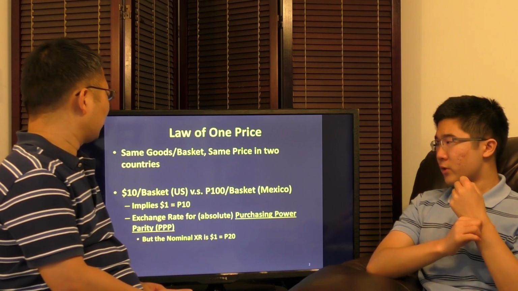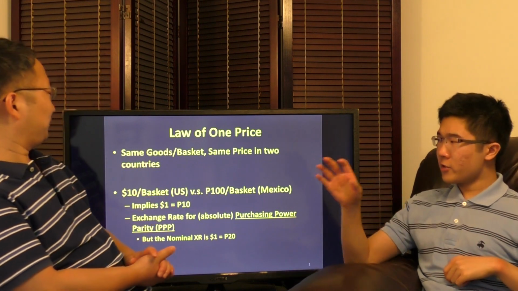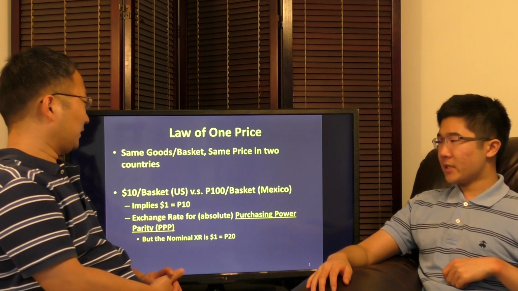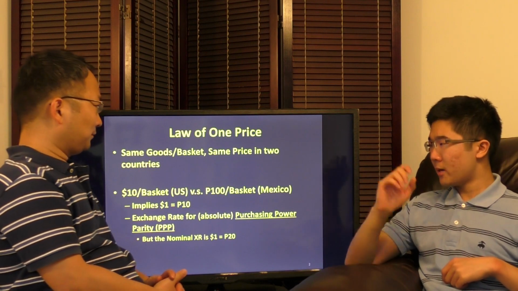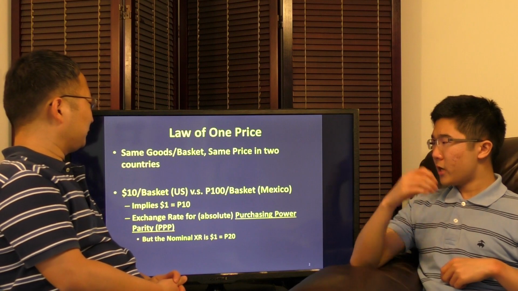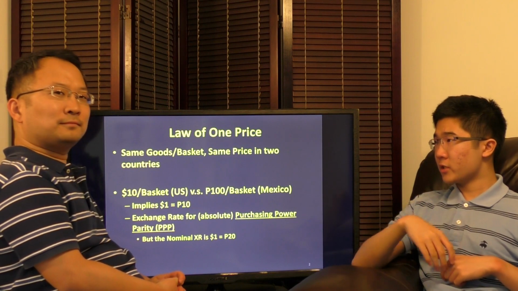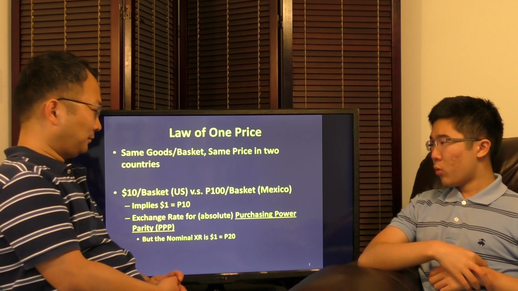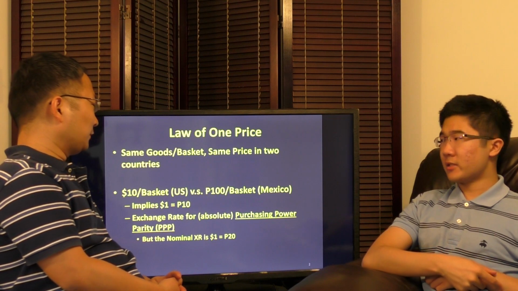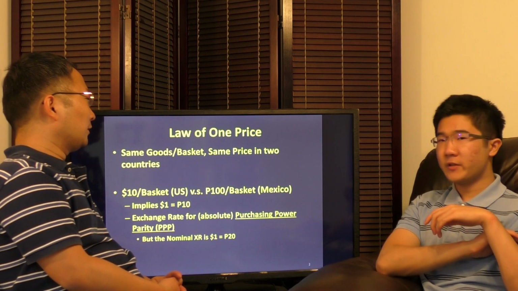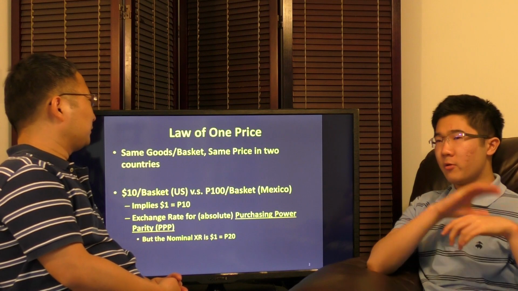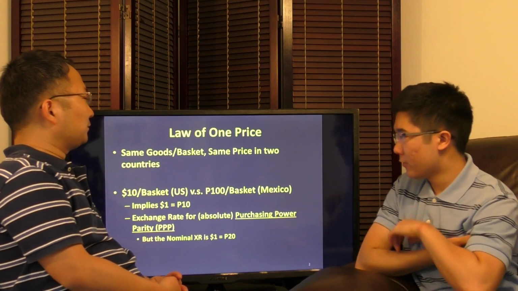So we'll look at an equation. For example, $10 is the cost of a basket in the U.S. and 100 pesos is the cost of a basket in Mexico. Now, theoretically, in the law of one price, this basket is technically the same in both countries, which implies that $1 equals 10 pesos in this case, because this basket should be worth the same in both countries. It's just different accordingly because of exchange rates.